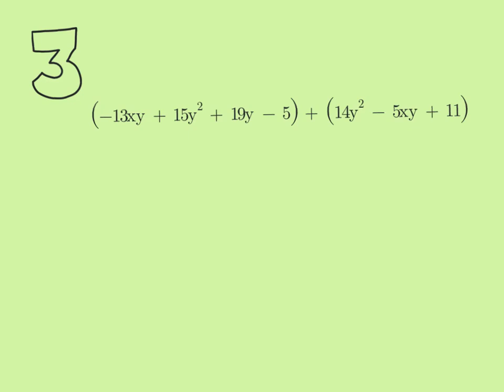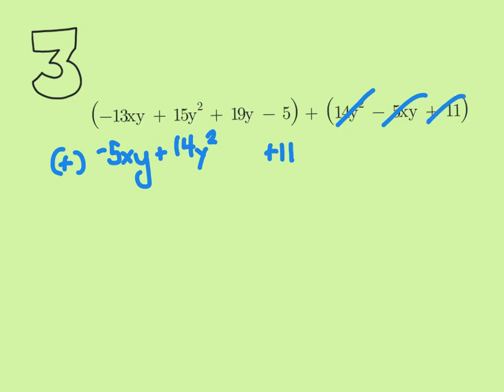In this third example, I'm going to show you a vertical way of setting up your work. What some people prefer to do is make columns where they line up their like terms. So this 14y squared, I'm going to move over here, and I'm going to be adding my two polynomials vertically. My negative 5xy lines up with this one. I'm going to need a plus sign in front of that 14y squared now because it was positive. And then I have a positive 11, which I'm going to line up with the negative 5 because it's a constant.